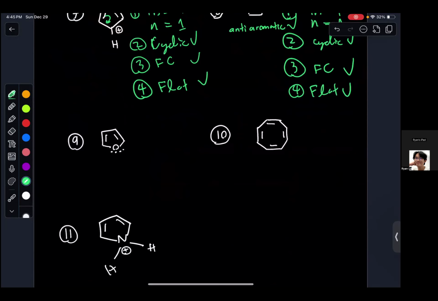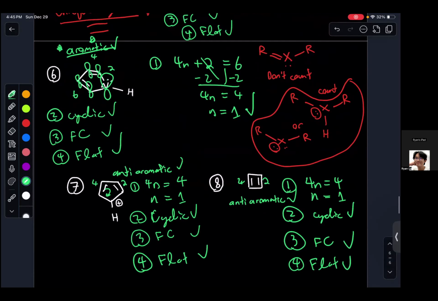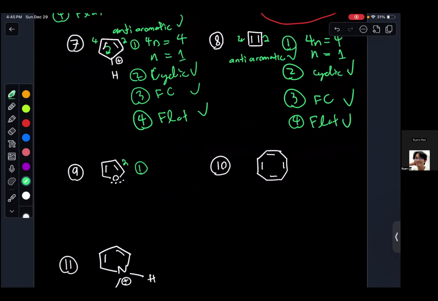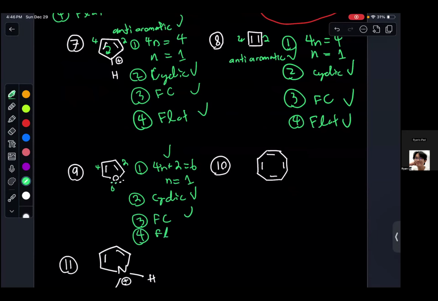Here we have a very interesting scenario. Do we count these lone pairs? Remember the rule up here: if there just is one lone pair there, don't count it. But if there's a lone pair and something else there, like another lone pair or an H, then we count it. So we'll count this: 2, 4, 6, just from those. So 4n plus 2 equals 6, and n will equal 1. That follows 4n plus 2. How exciting. This could potentially be aromatic. Is it cyclic? Aye, aye. Fully conjugated? Yes, sir. Is it flat? Yes, sir. Hook, line, sinker. Congratulations. Aromatic.